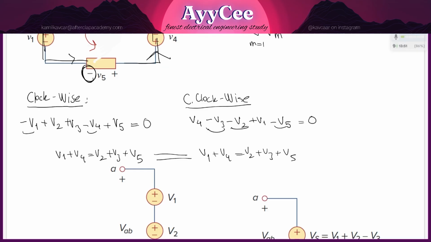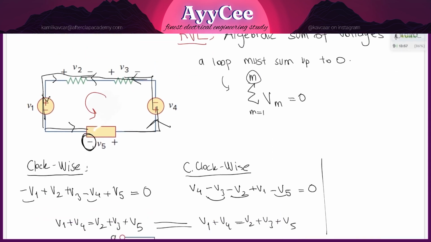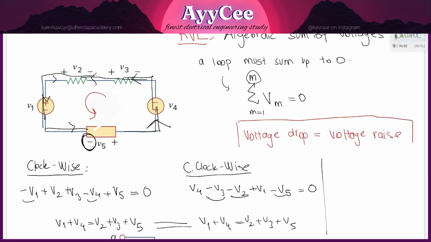They are equivalent, but they are leading us to another conclusion, which is an alternative way to define KVL, which is the sum of the voltage drops must be equal to the sum of the voltage rises. And this is an alternative way to define KVL, which is Kirchhoff's voltage law.